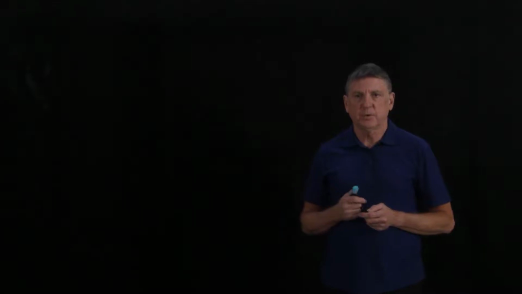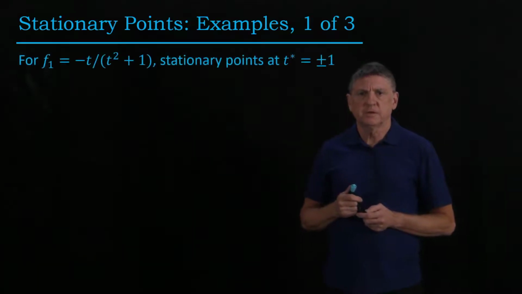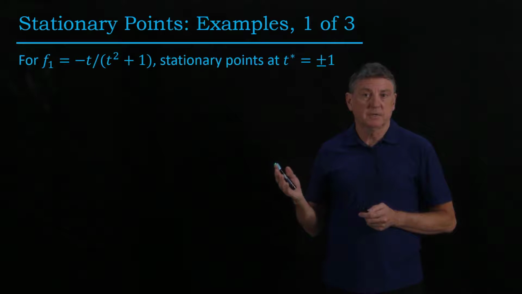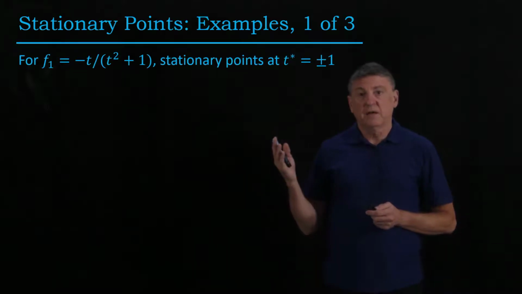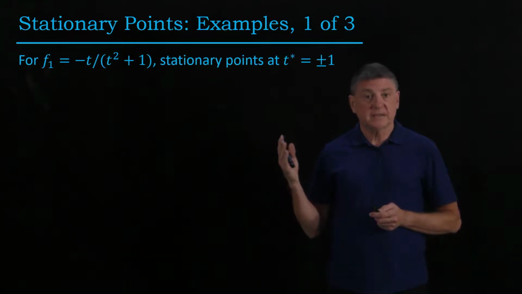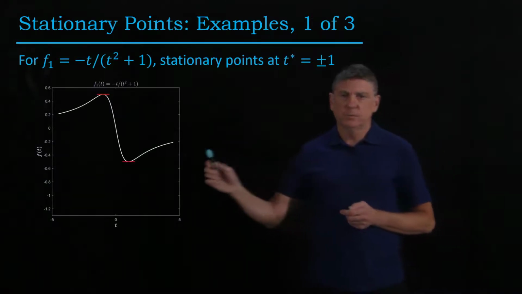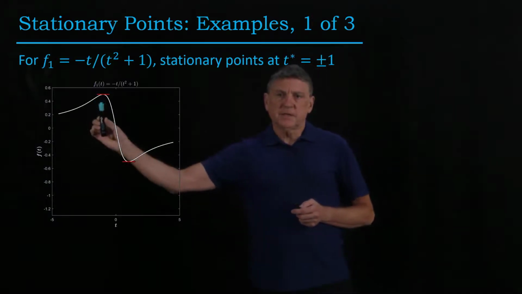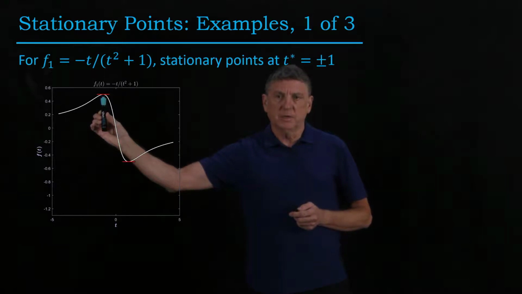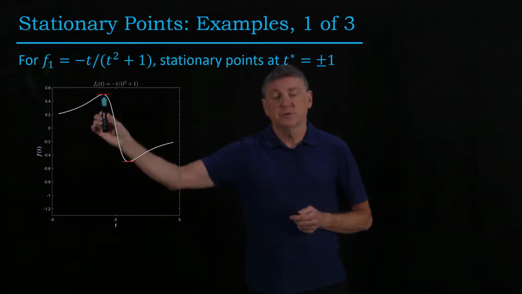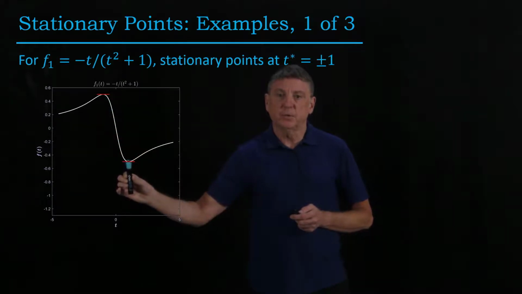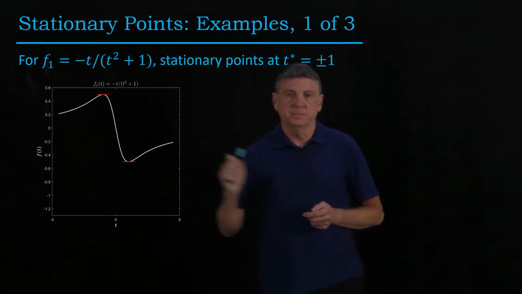Let's start with an example of a function that has more than one stationary point. Suppose that our function is this rational function. It will have two stationary points, as it happens, and that'll be at plus and minus 1. If we graph this function, we can see that the stationary point that's at minus 1 is a local maximizer, and it turns out that that's actually a global maximizer, and the other stationary point is a minimizer.